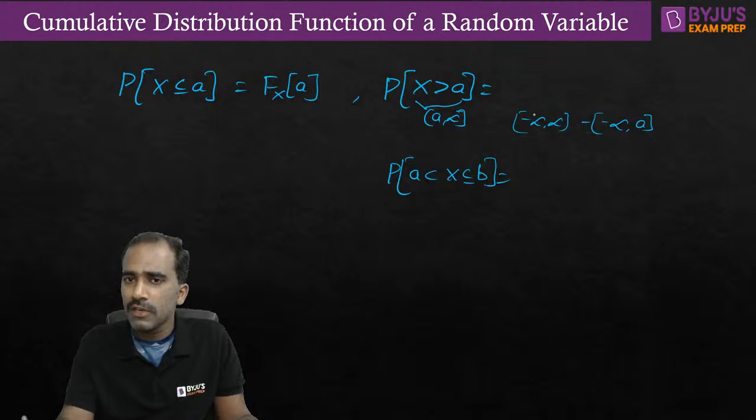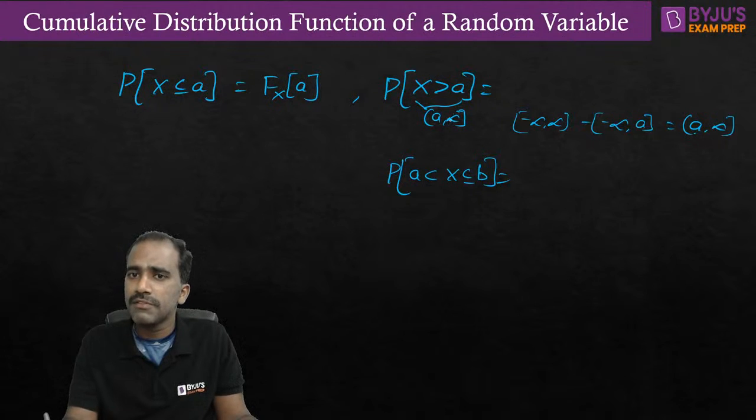From the total values of the random variable, if you remove minus infinity to small a, what remains is A to infinity only, no? Since A is removed, it will be an open bracket here. If we are subtracting A, then in the remaining values, A will not be included.